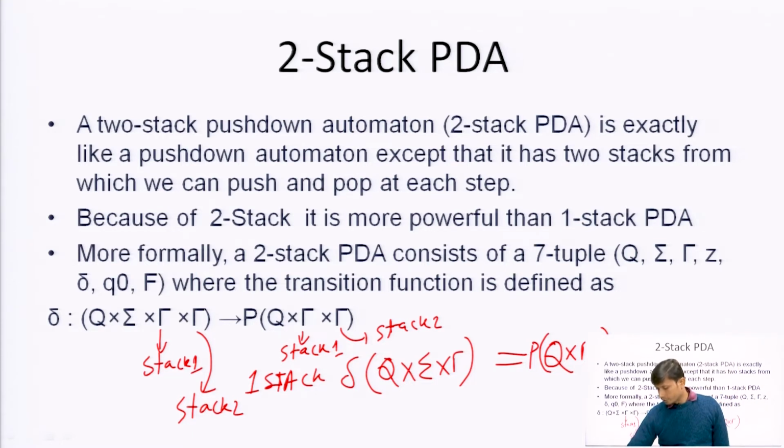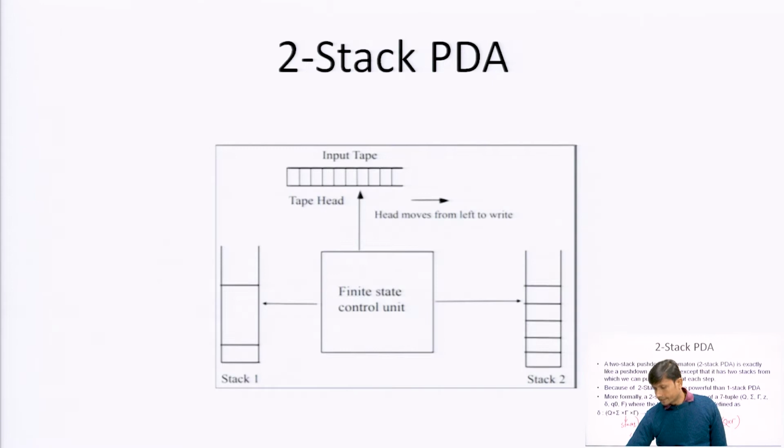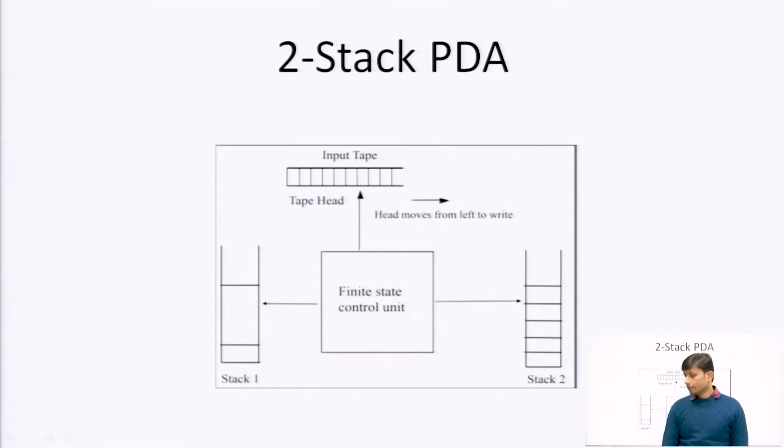Let's see an example. In the diagram, this is stack 1, this is stack 2, and this is the input tape, and the tape head of the finite control moves from left to right. Both stacks are connected to the finite state control, and for a single input alphabet you read, you have to perform some operations on both stacks. So here are some examples.